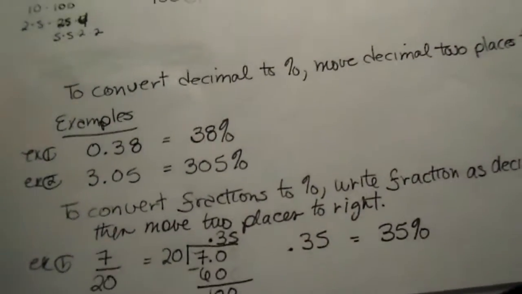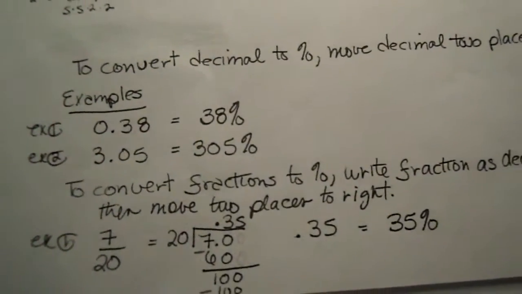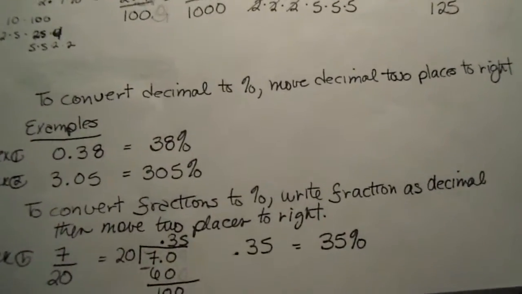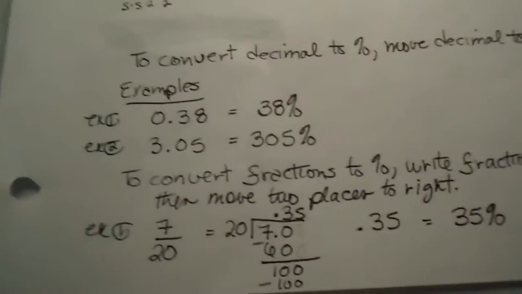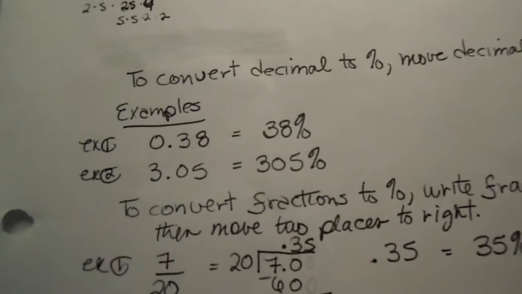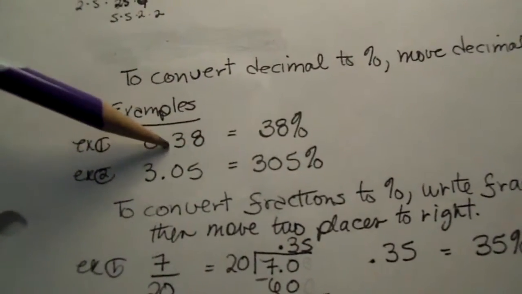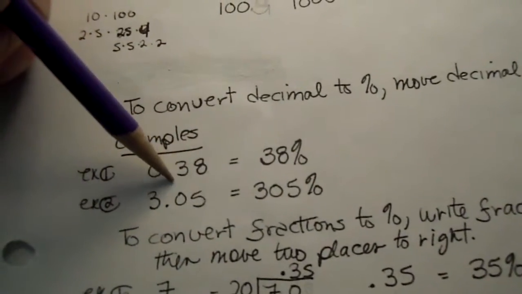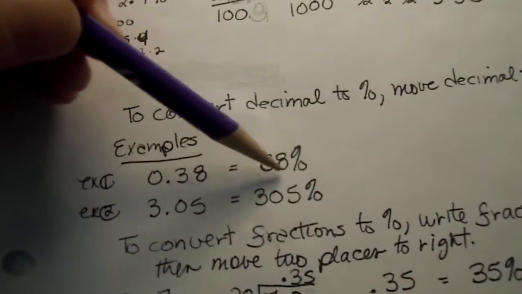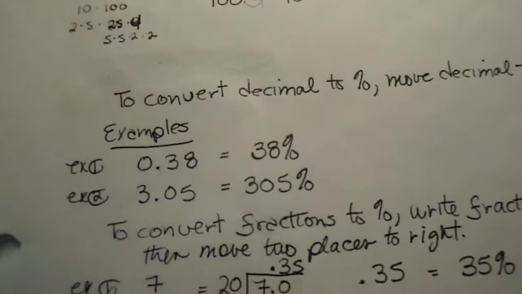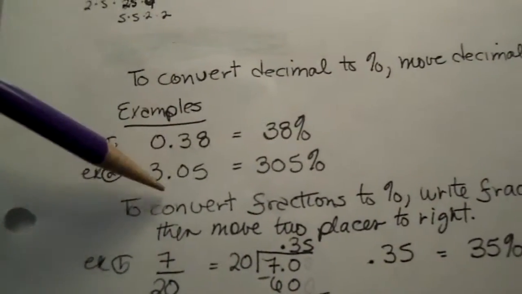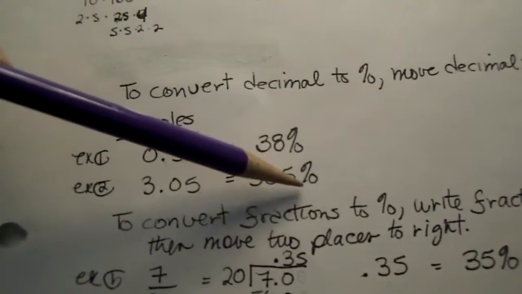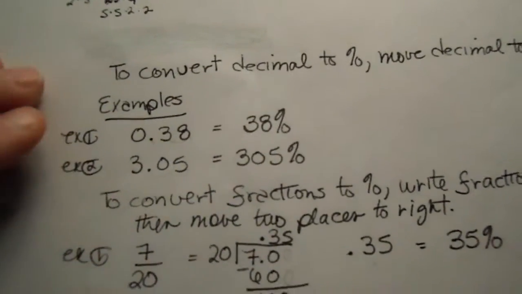Now if I want to look at converting a decimal to a percent, what we do is we move our decimal spot 2 places to the right. So for example, we're just going to kind of undo what we were doing. So if I have 0.38, I want to turn that into a percent. My decimal was here. I'm going to move it to the right 2 places. I get 38, drop the decimal, add a percent sign. 3.05, move the decimal 2 places to the right, so I get 305, drop the decimal, add the percent sign.